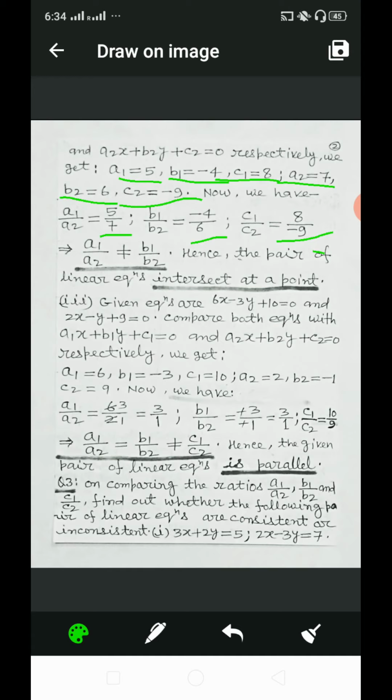On the above ratios, we find that a1 by a2 is not equal to b1 by b2. Hence, the pair of linear equations intersect at a point.